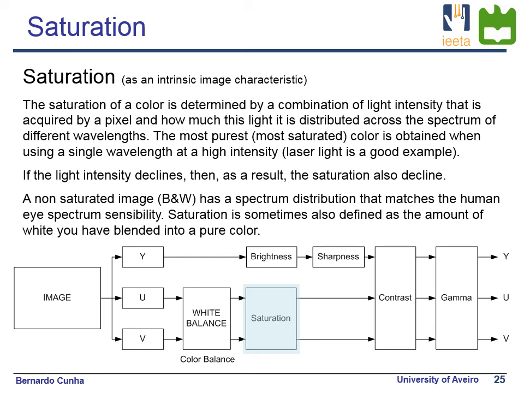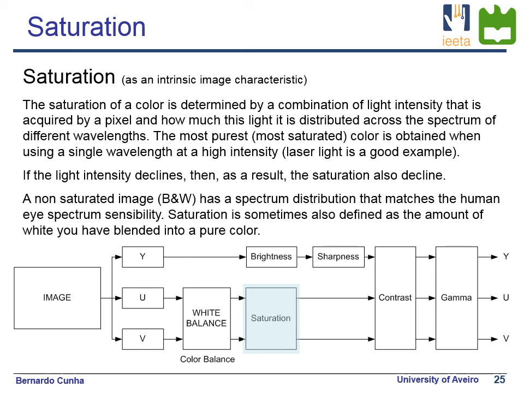So if we're talking about saturated images, we are talking about images where all the pixels belong to a single stripe on the spectrum, while low saturated images mean that there is some white mixed into it, and therefore the image will be more equally distributed along the spectrum. So the purer the color is, the more saturated we say it is.